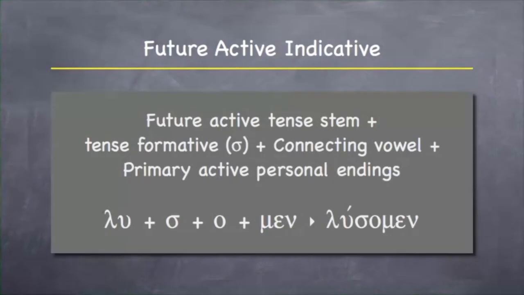After the tense formative, we have a connecting vowel, same ones, omicrons and epsilons. And then we have primary active personal endings. In other words, these are the same endings that we have in the present active. So no new endings to learn in this chapter. So you have the stem lu, you add your tense formative sigma, you add your connecting vowel omicron, your primary active personal ending men, and you end up with lusamen.